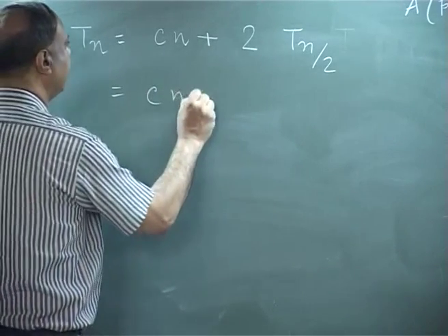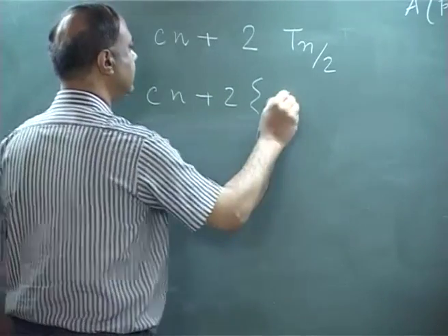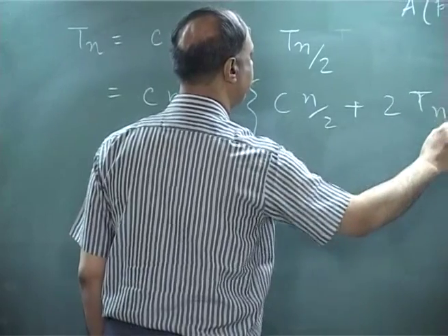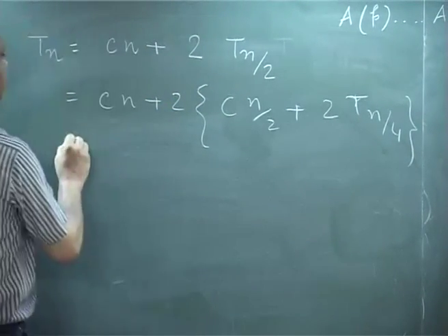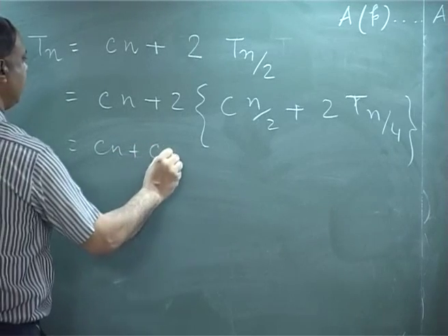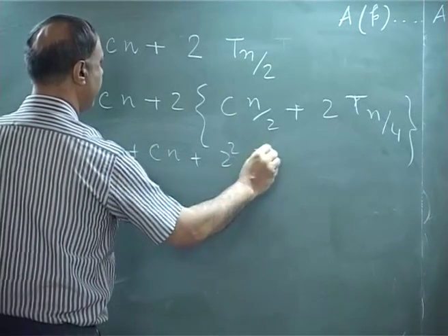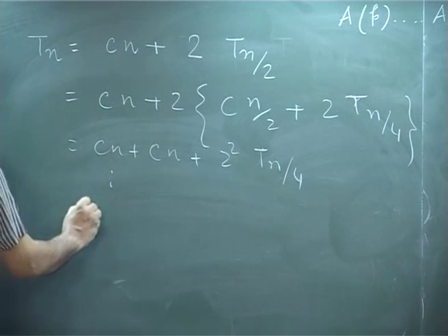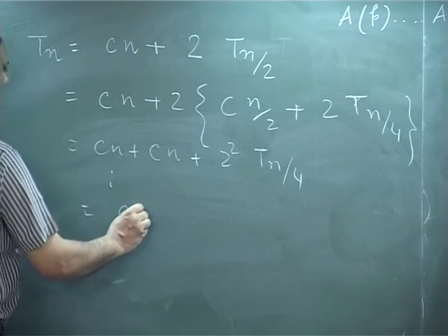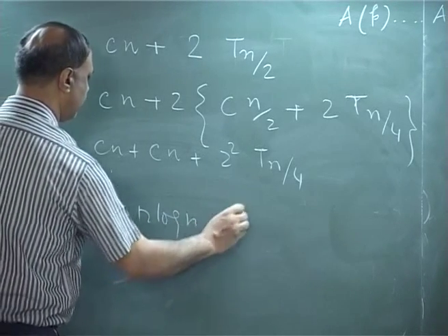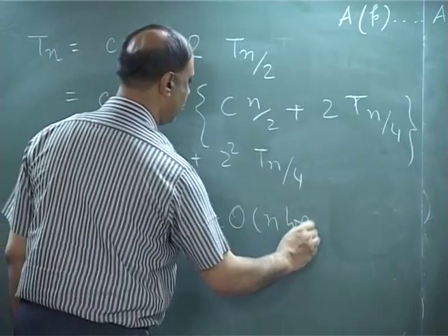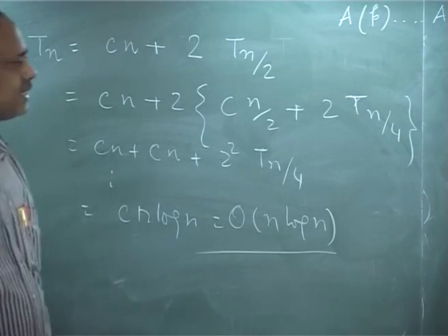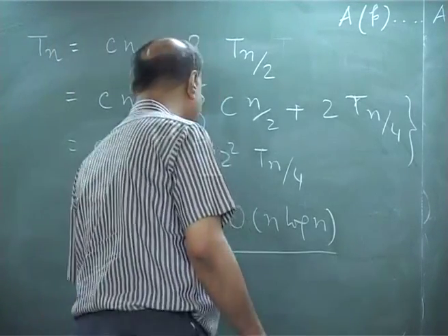So I can write Cn plus 2 times Cn by 2 plus 2 times Tn by 4, and this becomes Cn plus Cn plus 2 square Tn by 4, right? And you can show this is nothing but Cn log n, which is order n log n. So in the best case, it is order n log n. In the worst case, it is order n squared.